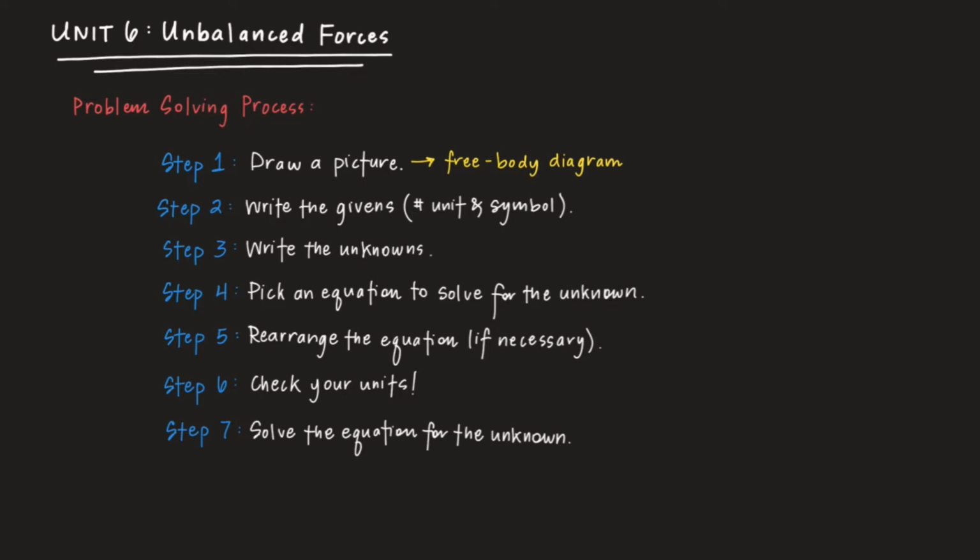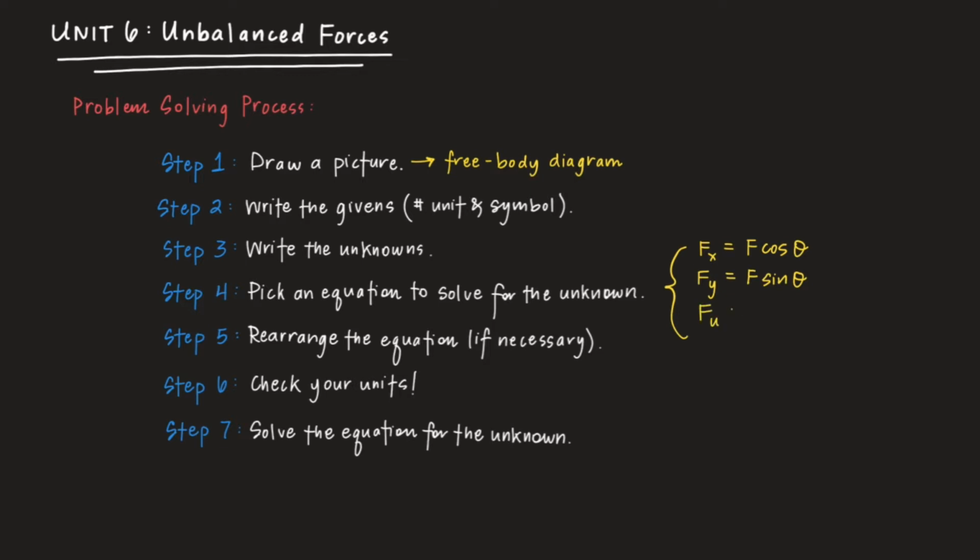Step 4, picking an equation to solve for the unknown. Sometimes we have multiple equations that we're dealing with. In this unit, we will be using those component equations that we learned in the last video. So Fx, or the force along the x-axis, is equal to the force on the hypotenuse times the cosine of that angle. Fy, or the force on the y, is equal to the force on the diagonal times the sine of that angle. So we got some practice last time with those equations. We might need to use them.